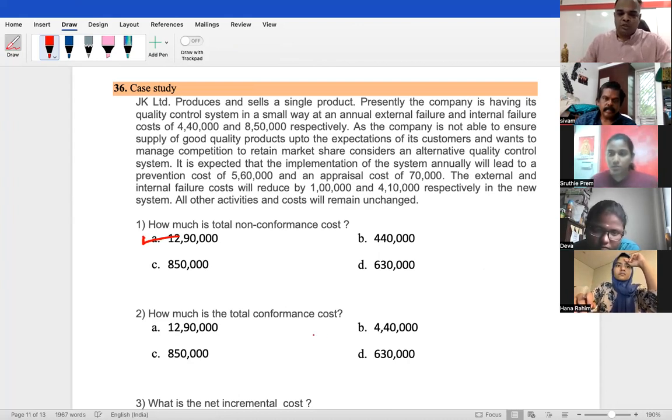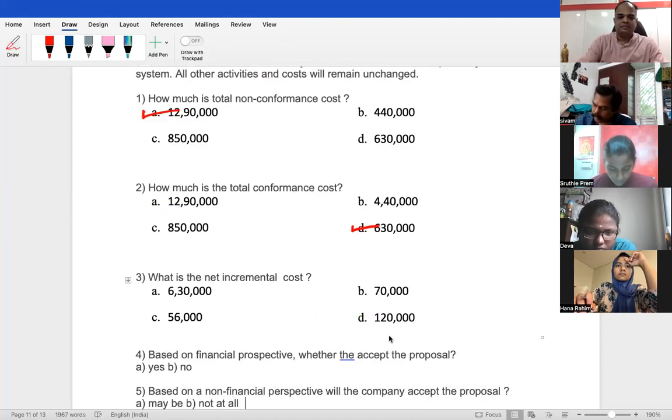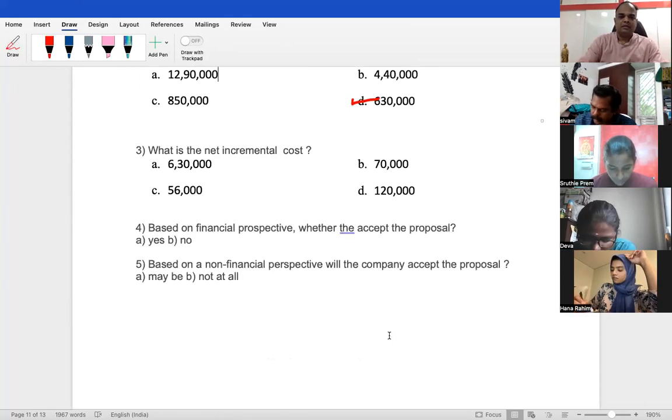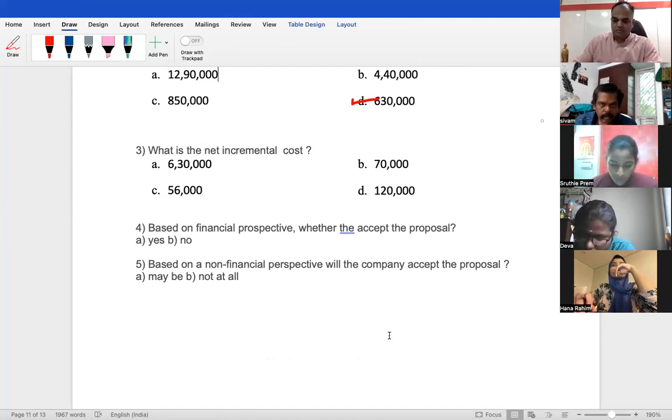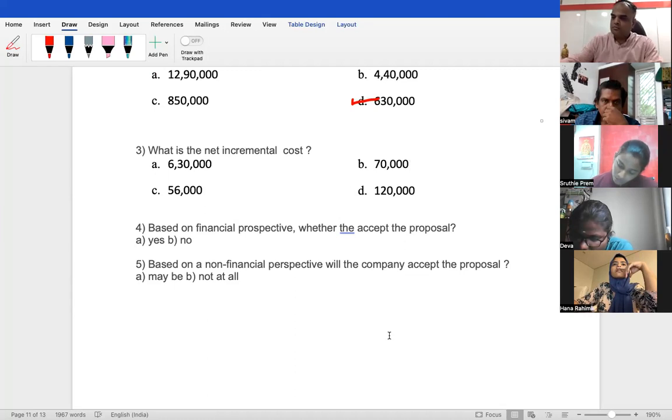Next, how much is the total conformance cost? 6,30,000. That is what the total we got, right? Then, what is the net incremental benefit? How much incremental benefit can we have? The incremental benefit.